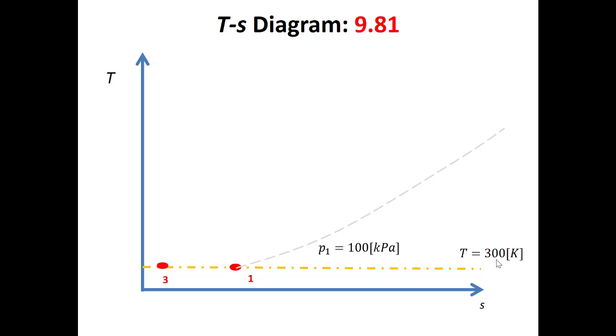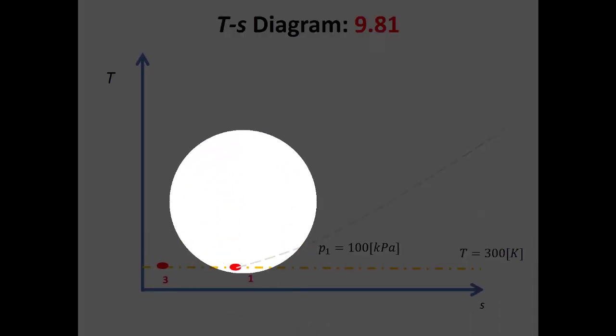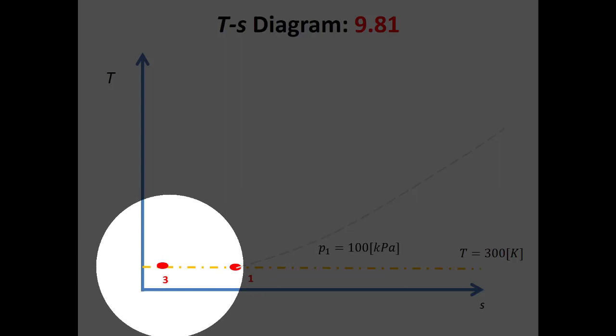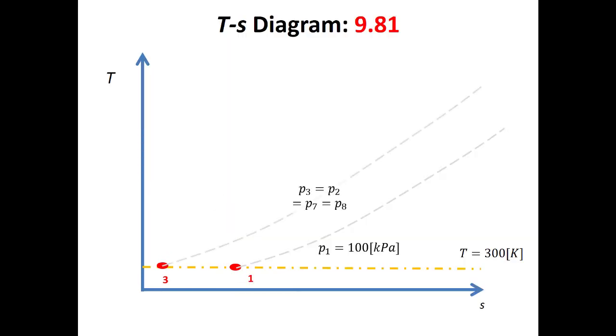I'm also told that state 3 happens at this same temperature. So we're going to go from state 1 to state 2 through some kind of compressor, and then we cool the fluid back down to this same low temperature, 300 degrees. That happens at some intermediate pressure, right? So here I have P2, which is equal to P3, which is equal to P7, which is equal to P8.